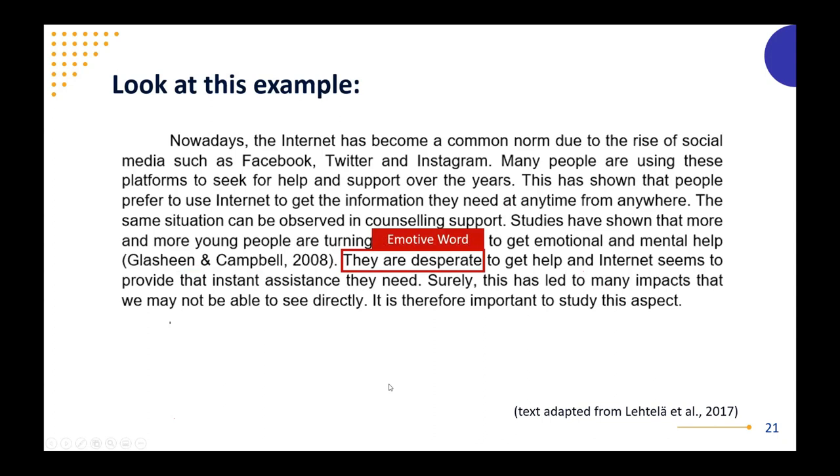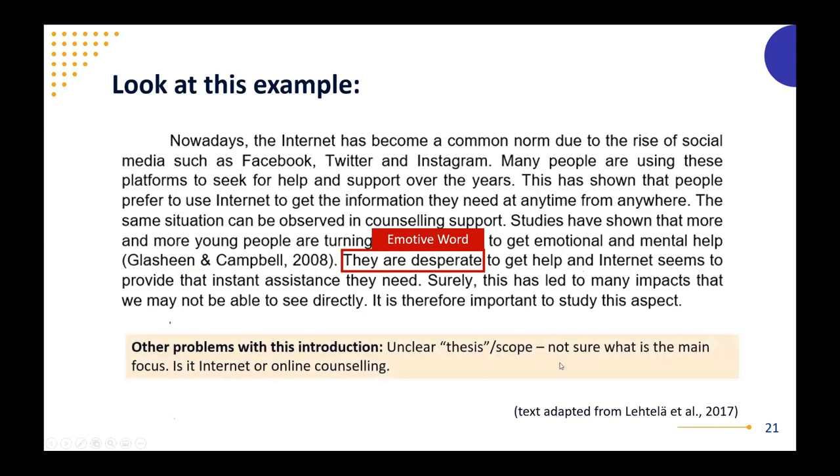Then another problem is this one, emotive word. They are desperate. So how do you know they are desperate? Every time you use all these emotive words, you have to back it up with some citation, and there's no citation here to say that they are desperate. How do you know they are desperate anyway, right? And this blah, blah, blah.